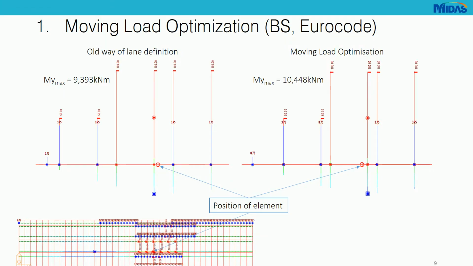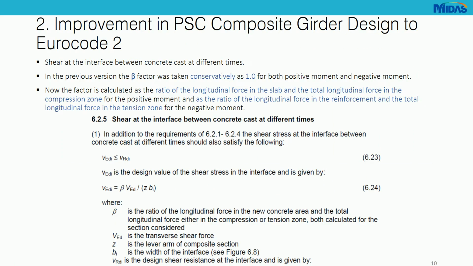Now, the second major improvement that comes with this new release is to do with the pre-stressed composite girder design. Namely, the major improvement is that until now, the beta factor, when we considered shear at the interface between concrete cast at different times, was considered as 1, a conservative value. But now we also have the option of having the exact calculation as per 6.2.5 of Eurocode 2, and you can see here the clause.